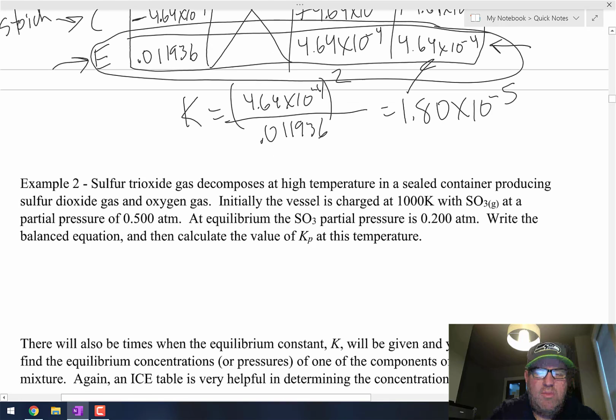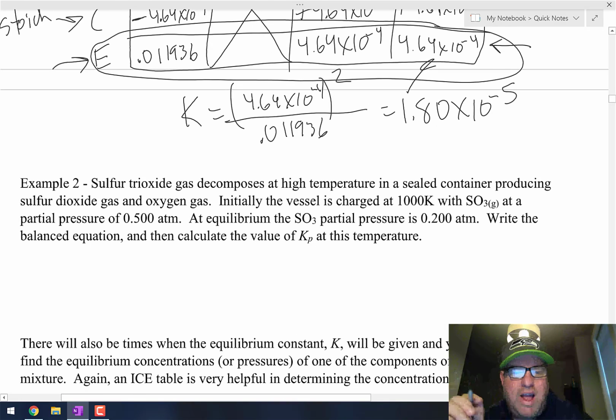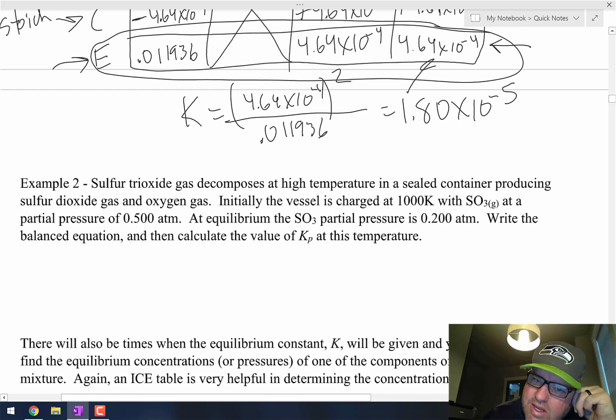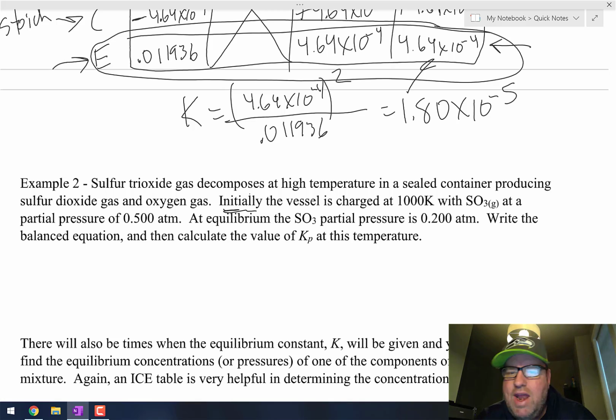Okay, let's do one more example here. Sulfur trioxide gas decomposes at a high temperature in a sealed container, producing sulfur dioxide and oxygen gas. Initially, so that's an important word there. Initially, that means the I part, right? The vessel is charged at 1,000 Kelvin with SO3 at a partial pressure of 0.5 atmospheres. At equilibrium, SO3 is 0.2 atmospheres. Write the balanced equation, then calculate Kp.